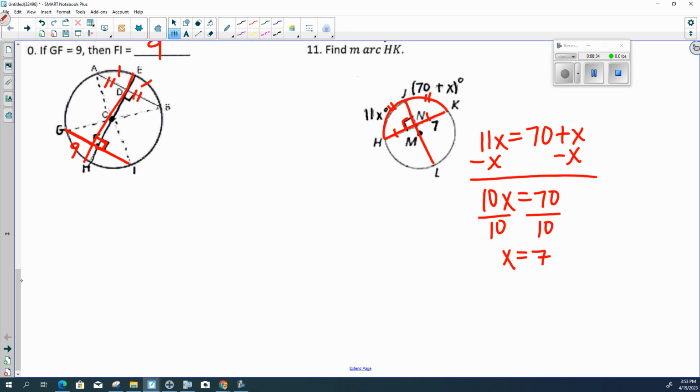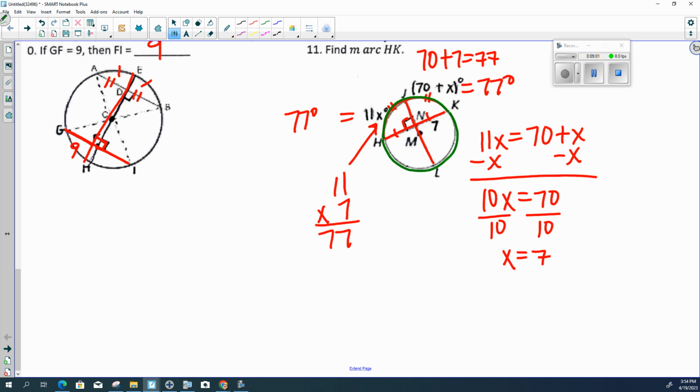Okay, if X equals 7, then these are both going to be 77 degrees. So I got that by plugging a 7 in here. 11 times 7 is 77. This one here is 70 plus 7, also 77. So let's go back and make sure we're answering the question. What is the measure of arc HK? Now, why didn't I go the long way around? If they don't give you a third letter, go the shortest route possible. So the shortest route possible is that top part. And I'm going to add those 77s together. So it's 154 degrees.